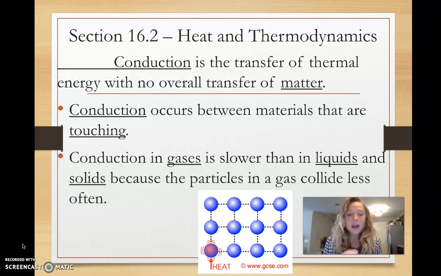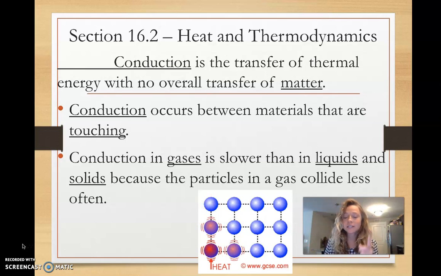So, if we jump into this slide right here, it says conduction is the transfer of thermal energy with no overall transfer of matter. So we're not transferring matter back and forth at all. Conduction occurs when two materials are touching or come in contact with one another.